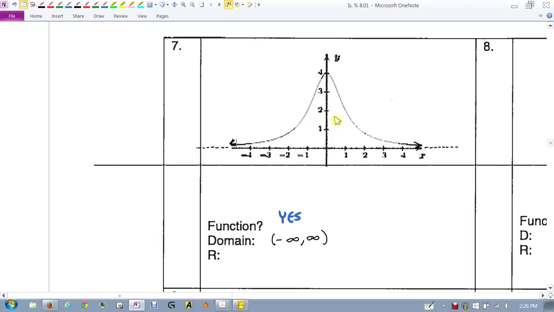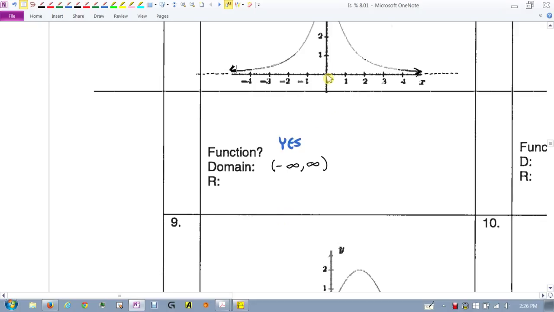Okay, how about after 0? Yes, until we get to where? 4, right? There's nothing past 4. Do we actually get 4? Yes. So how are we going to say this? Everything from 0 to 4, parenthesis on the 0 because I don't actually ever get 0, and then 4 bracket because I do actually achieve the 4.